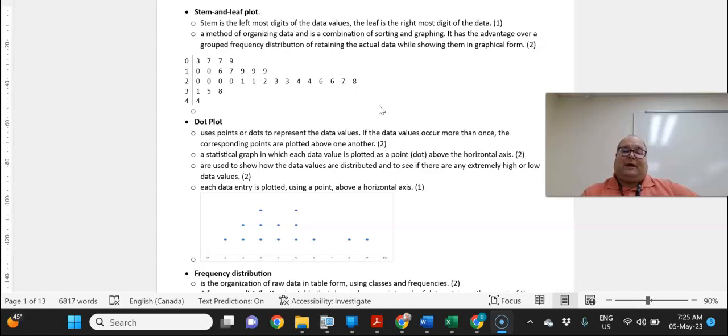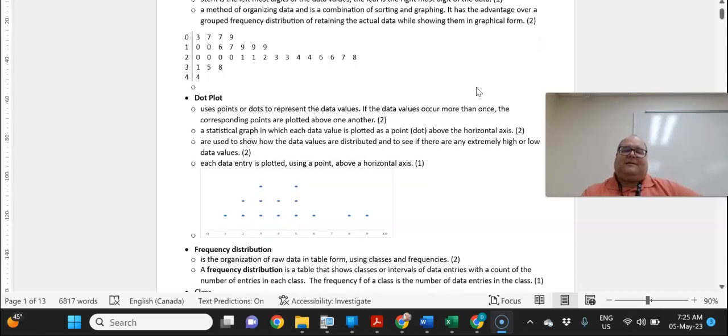A dot plot also preserves the values, and instead of writing them out in this manner, we have a number line, and above the number line we're going to place a point for each data value that occurs in the set. If we have 3 data values that will represent the same number, let's say 5, then we have 3 dots, one above the other.